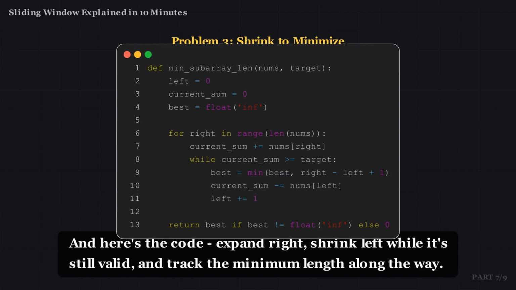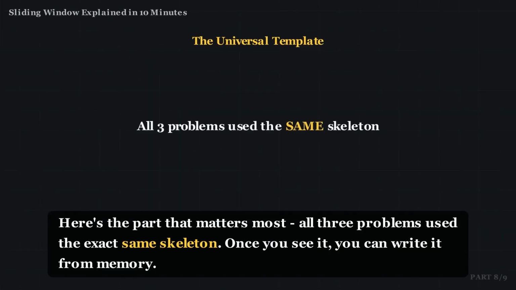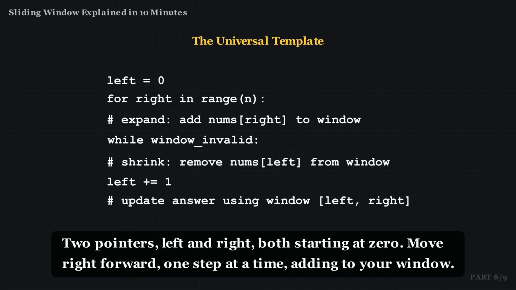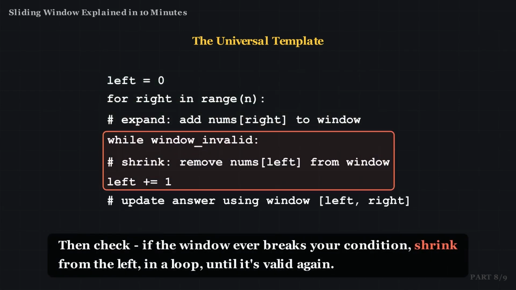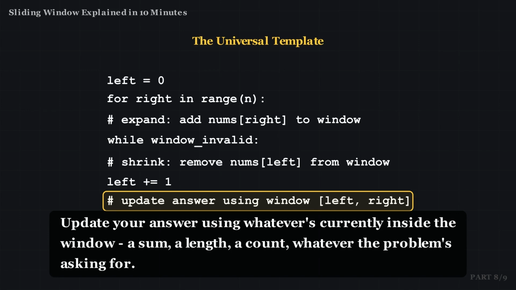Here's the part that matters most: all 3 problems use the exact same skeleton. Once you see it, you can write it from memory. 2 pointers, left and right, both starting at 0. Move right forward, 1 step at a time, adding to your window. Then check if the window ever breaks your condition, shrink from the left, in a loop, until it's valid again. Update your answer using whatever's currently inside the window, a sum, a length, a count, whatever the problem's asking for.